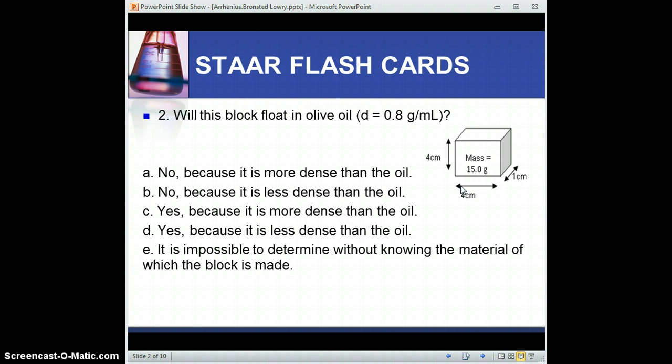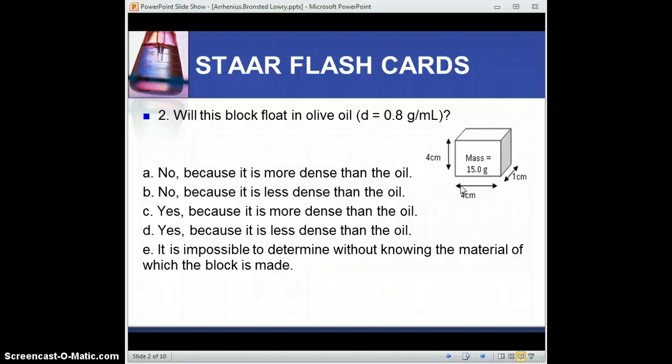So to find the volume of a box, you have to multiply the length times the base times the width. Okay, or sorry, the length times the height times the width. So the length is 4, the height is 4, and then the width is 1. So when you multiply those together, you should get 16.